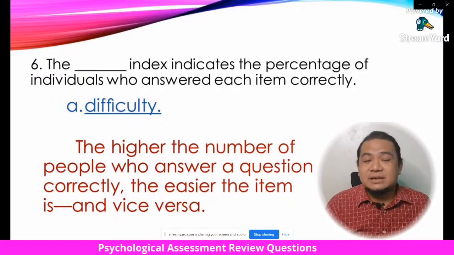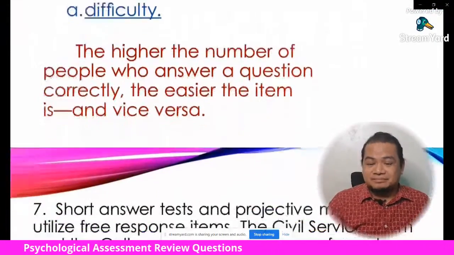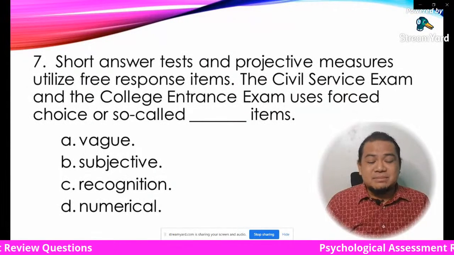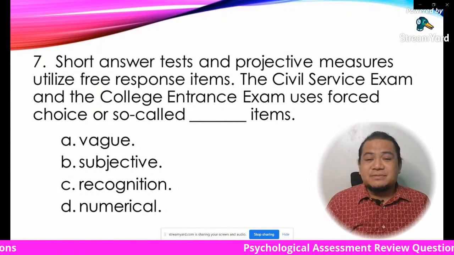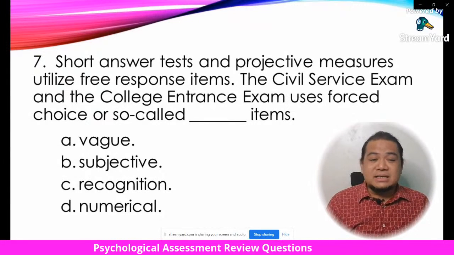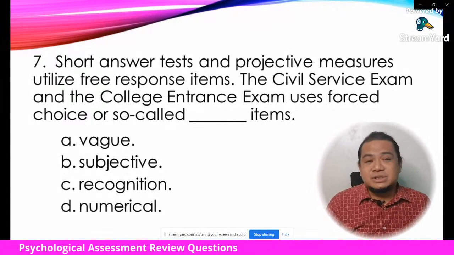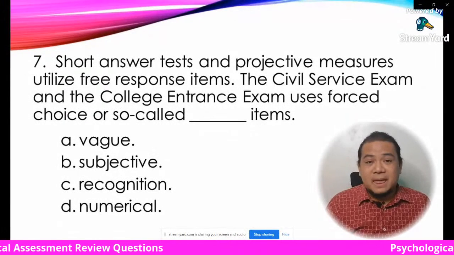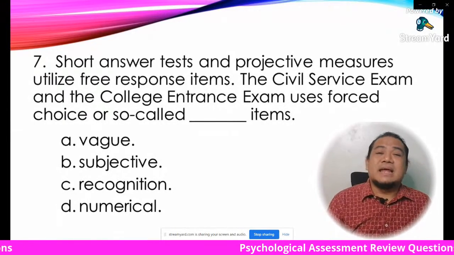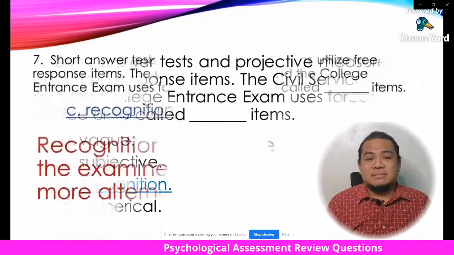Most theorists agree that a good measure provides a wide range of items, including some that even a poor performer can answer correctly. Number 7. Short answer tests and projective measures utilize free response items. The civil service exam and the college entrance exam use forced choice or so-called blank items. And the answer is letter C, recognition.